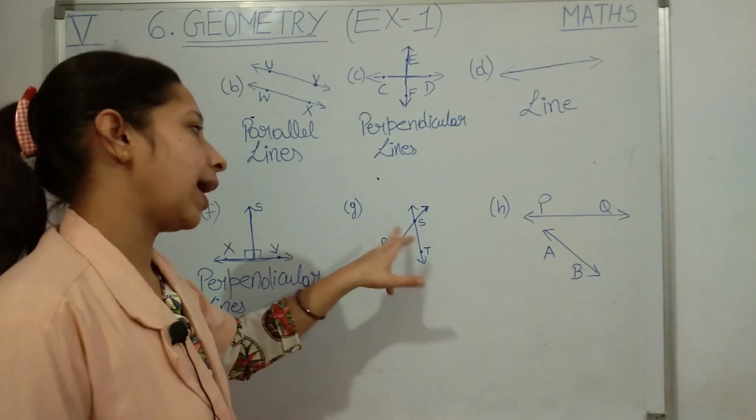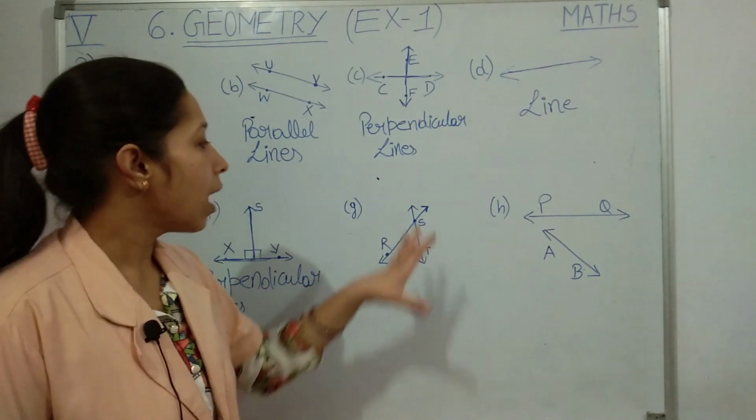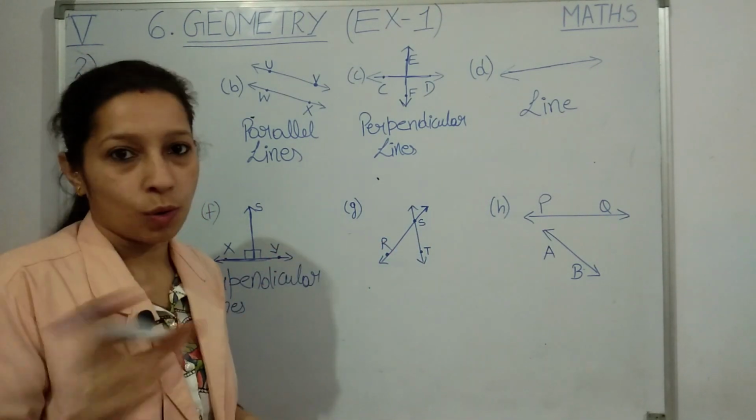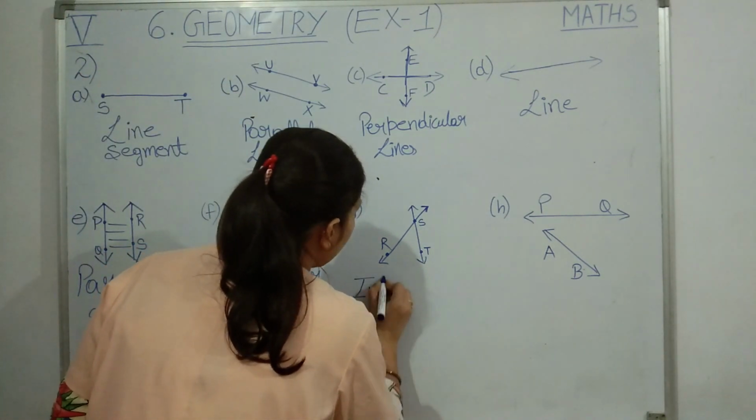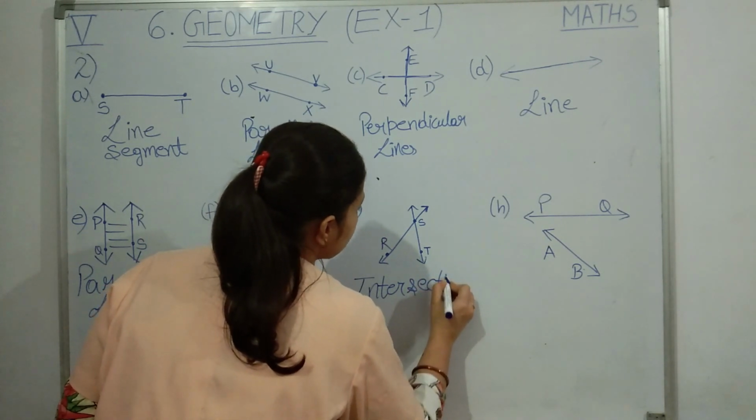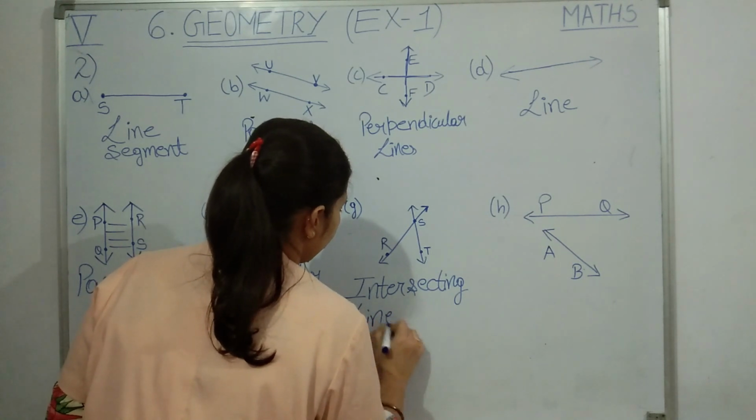What about this? Again intersecting lines, but are they forming angle of 90 degrees, students? When they are crossing each other, is right angle being formed? No right angle na. So simply not perpendicular but intersecting lines. Got it, students? These lines are intersecting lines.